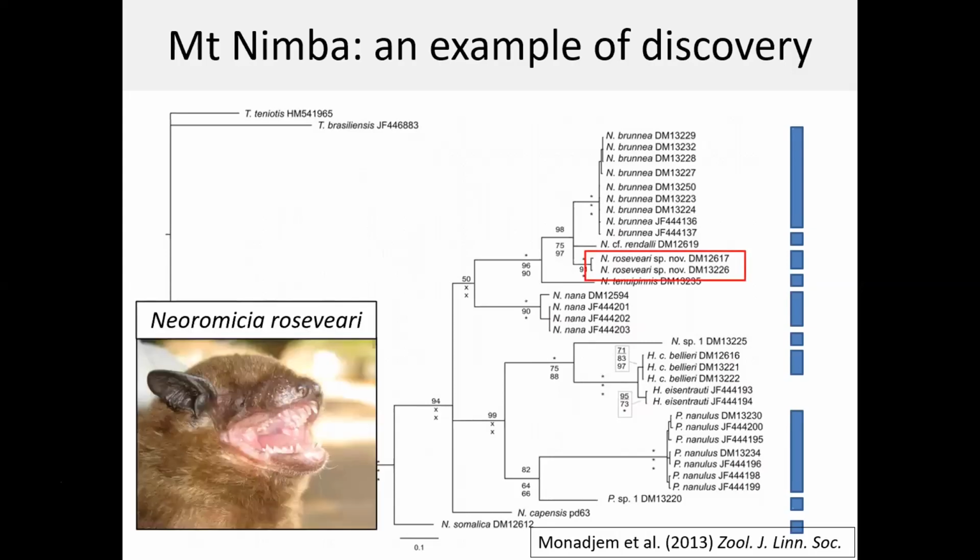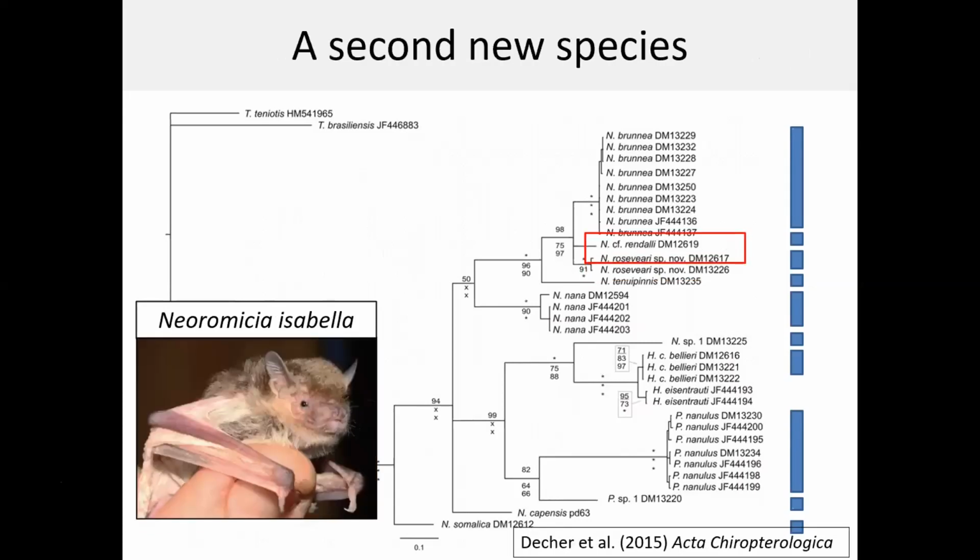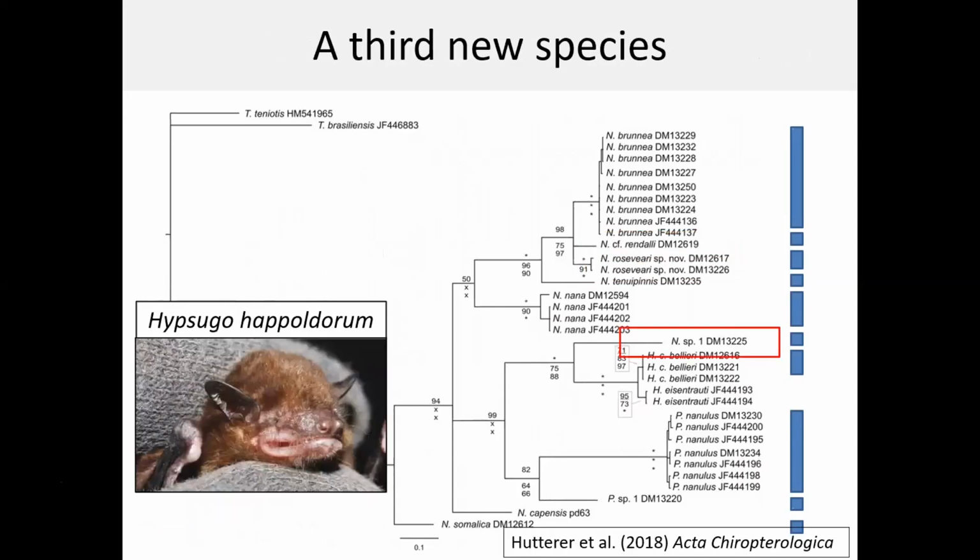But of those 10, 4 of them were new to science that we described. Neremiscia rosefieri, we described in 2013. Neremiscia isabella, we described in 2015. Hypsugo hapoldorum, which is of course Parahypsugo hapoldorum, we described in 2018.